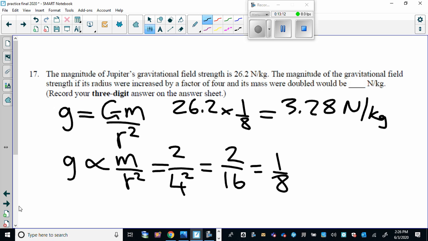And before you do the question, try and think it through in your head a little. If you take Jupiter, which has a huge gravitational field strength, and you increase the radius by a factor of 4, so it's 4 times bigger, but then you double the mass, given the squared relationship, it's probably going to decrease by quite a bit.